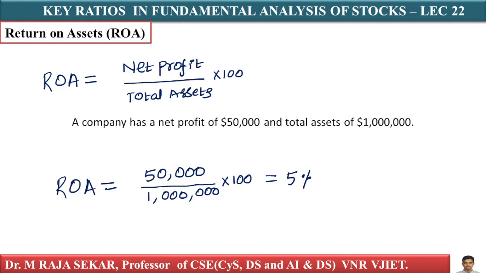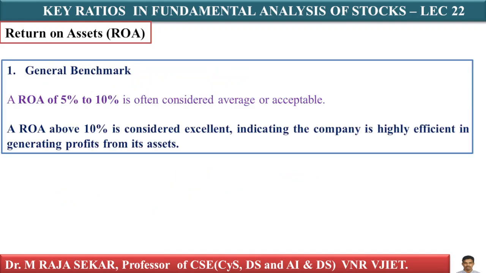The ideal value of ROA varies, depending on the industry, company size, and economic conditions, isn't it? What is a general benchmark? A ROA of 5% to 10% is often considered average or acceptable. A ROA above 10% is considered excellent. That is important, isn't it? Indicating the company is highly efficient in generating profits from its assets, isn't it?